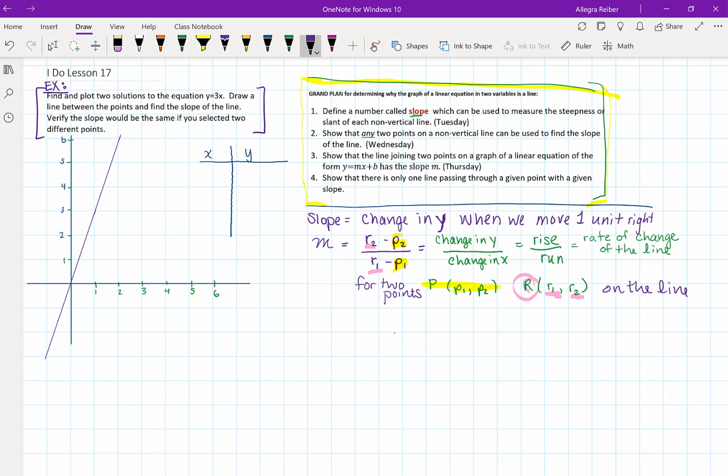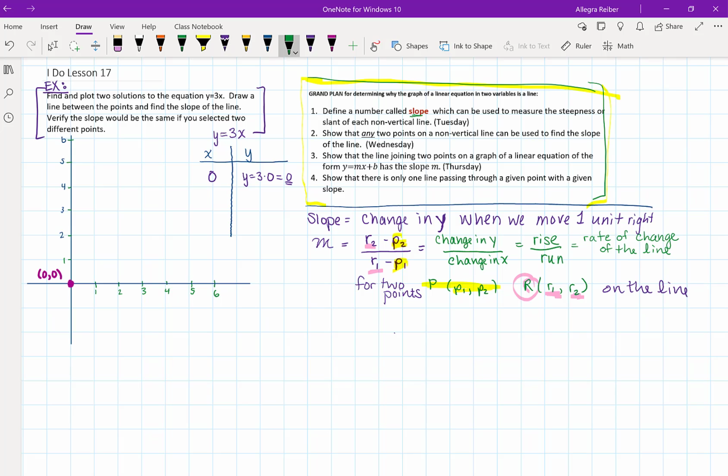To answer this question, I'm going to begin by selecting two solutions that I think would be easy to work with. So the first point I'm going to select is the point (0, 0). I know the point (0, 0) will be on my line because if I replace x in my equation y equals 3x with 0, then I get that y equals 3 times 0, which is in fact 0. So I have the point (0, 0).